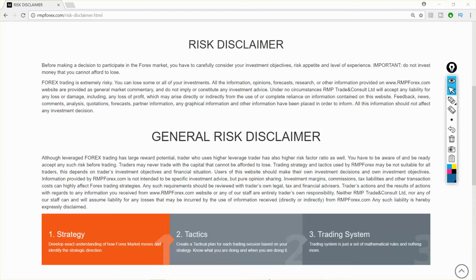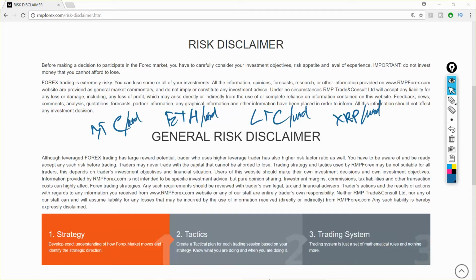Hello everyone, today I will share with you my opinion about 4 top cryptocurrencies, which are Bitcoin, Ethereum, Litecoin and Ripple against US dollar, and one currency of your choice, which this time will be EOS against US dollar. So if you're interested in what is happening with these cryptocurrencies, keep watching.